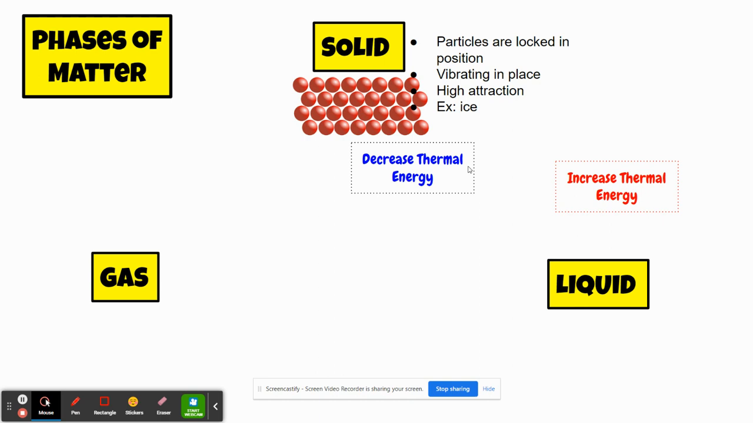In your graphic organizer, these are notes for you. You can write down things that you want to remember. You don't need to write down stuff you already know, just stuff that's going to be important for you to remember. If you know that molecules are already locked in position, you don't need to write that. But if you want to remember that they're vibrating in place, write vibrating in place. Or if you want to remember that they have a high attraction, write down high attraction.